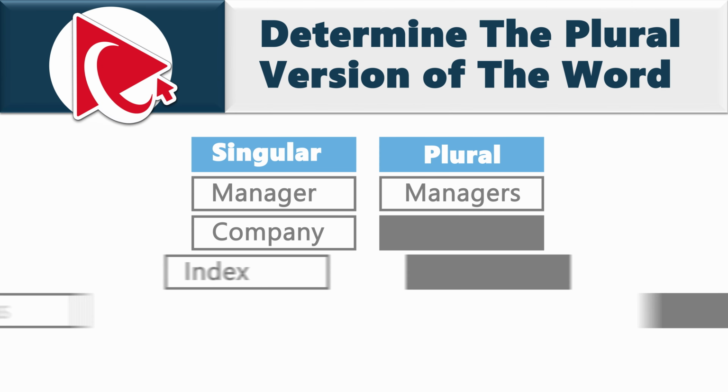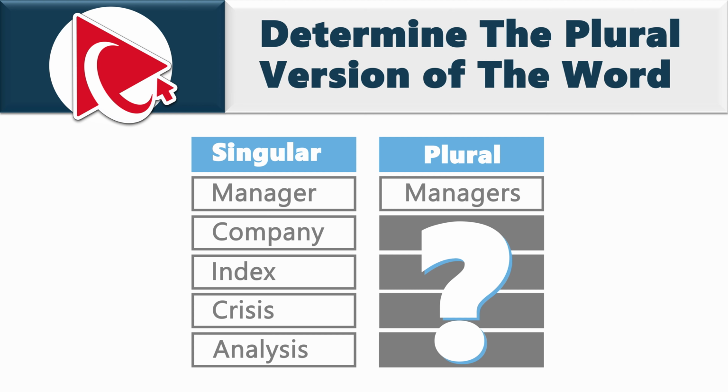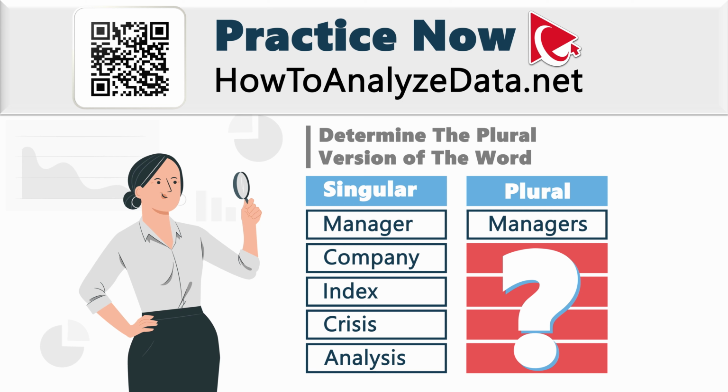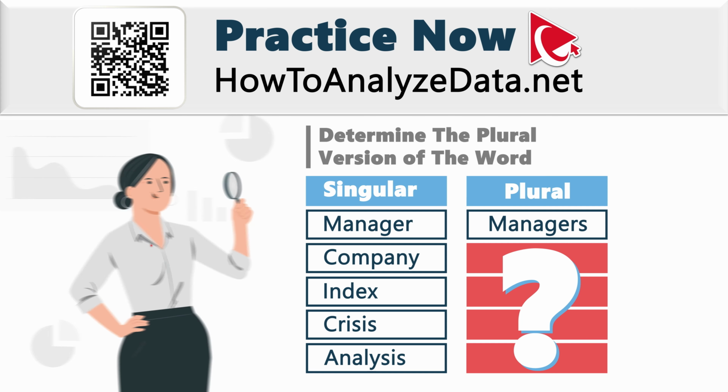We are presented with the challenge where we need to build singular plural business word pairs. One pair is present, manager and managers. For the other words, you need to build the pairs, and the other words are company, index, crisis, and analysis. Take a moment to reflect, tap into your creativity, and let's tackle this challenge together. Your answer is just waiting to be discovered.